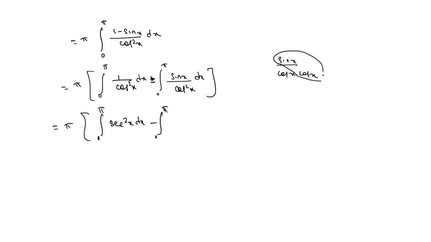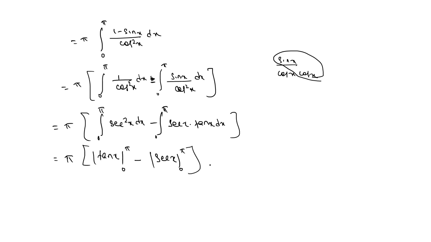So sin x divided by cos x is tan x, and 1 by cos x is sec x. So sec x into tan x dx. Okay, so you all know the integration of sec square x is tan x. Then lower limit and upper limit, minus, then the integration of sec x into tan x is sec x. Okay, so putting the upper limit and lower limit, the answer is tan pi minus tan 0, and here sec pi minus sec 0.